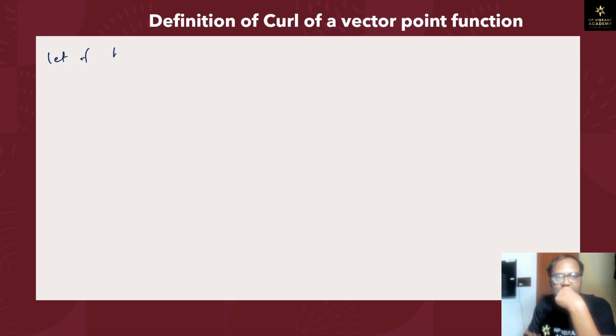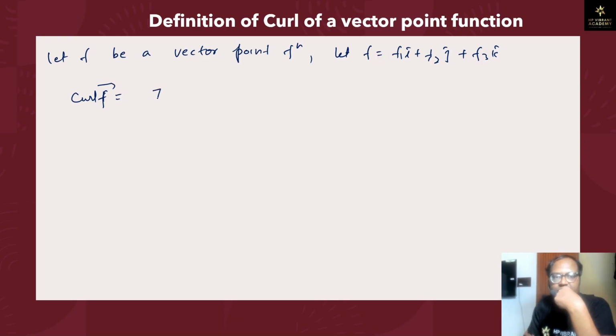Let f be a vector point function. Let f is equal to f1 i cap plus f2 j cap plus f3 k cap. Okay, so we have curl of f. Curl of f is equal to del cross f is equal to. So let us represent this in a determinant form.